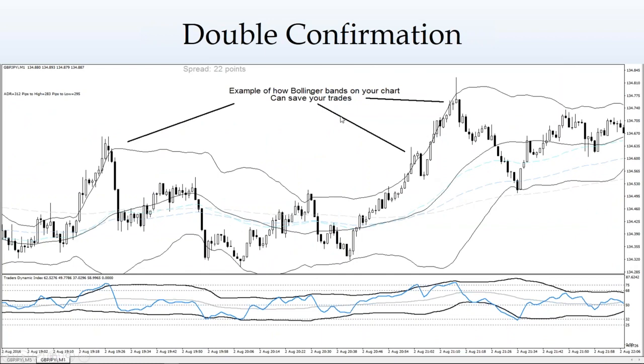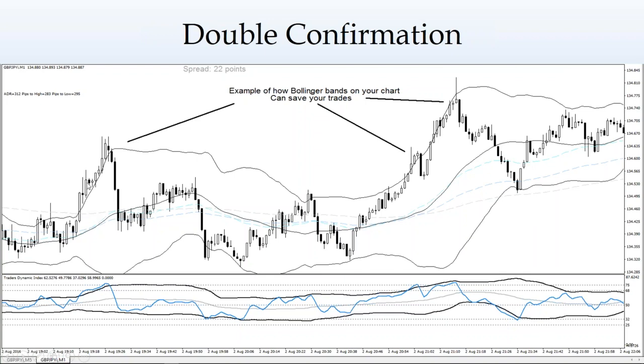Now, here's an example of how Bollinger Bands in the chart can save your trades. It's because we wait for the extreme conditions, especially coming out of a squeeze. If you see a squeeze like this, you need to wait for at least a 75 or 25 or divergence, right? Because they're always going to be more aggressive. They're not going to stop where you think they're going to stop. That's why you need to wait.